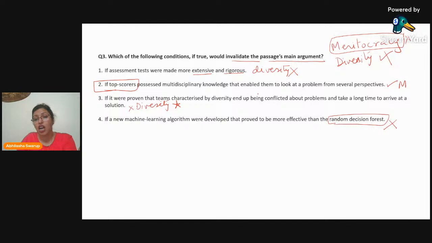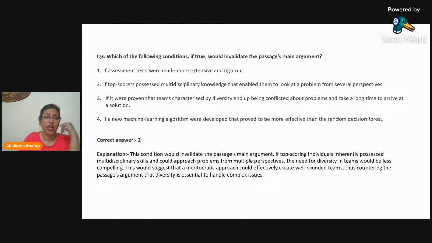So 2 somewhere says that meritocracy in itself involves diversity, and then that kind of throws out the just diversity argument, and therefore 2 is a very good choice of answer for us. 3 can be the next best choice, but not the best choice, because 3 is just saying that these teams end up being conflicted and take a long time, but they do arrive at a solution. So the timing may not be important. Sometimes you have to take time. So 2 is a better answer than any of the others. Yes, 2 is the correct answer.